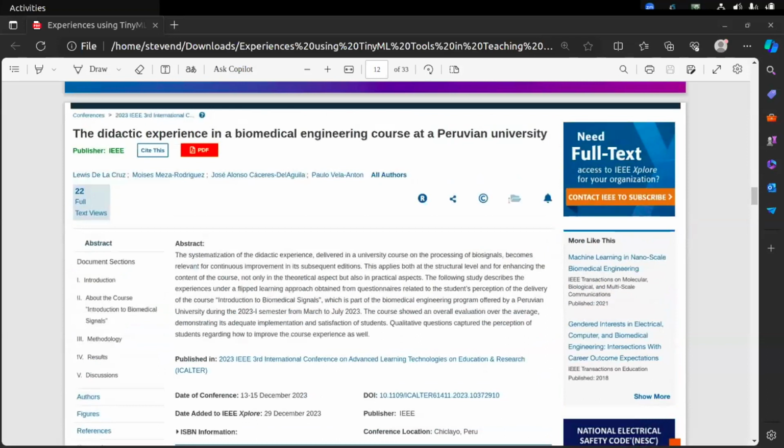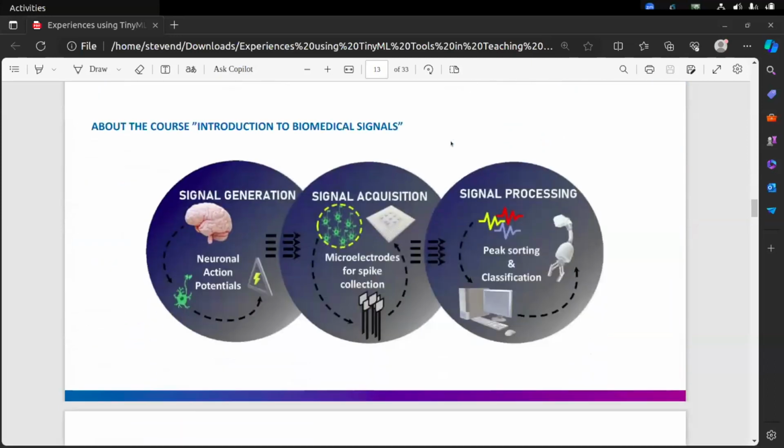We have published one article in which we explain a bit more about the didactics that we have used in this course. Okay, in this course, as I mentioned, we teach how a student analyzes signals, how they acquire signals, and how they can process these signals.